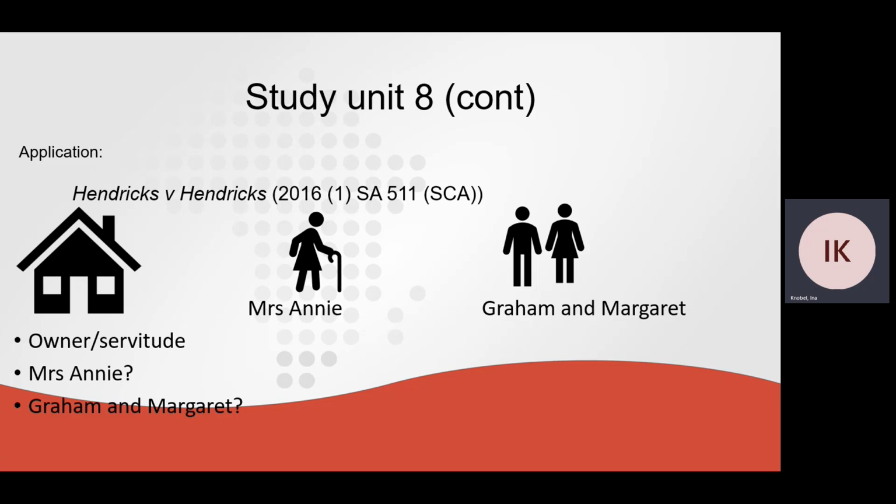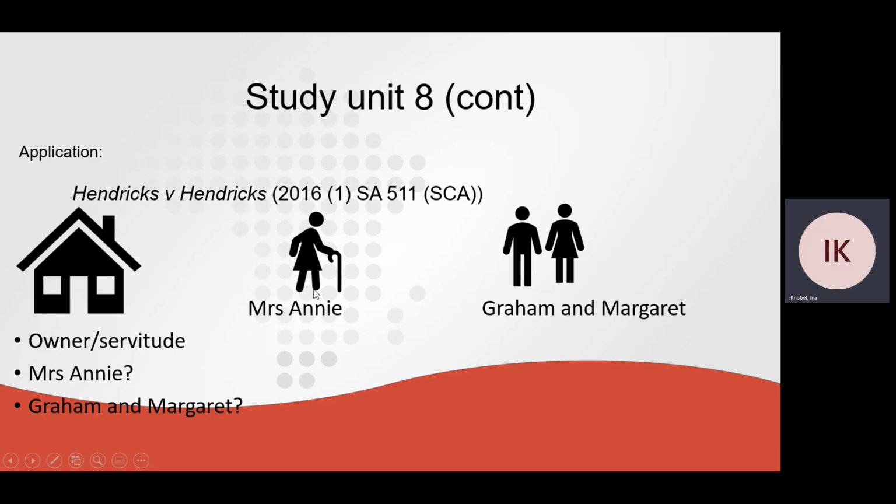Now, the Hendricks case really has very interesting facts. I'm sure by now you've all read it. The reason why we prescribe that case for you to read is because of the very interesting facts and the way that it deals with different rights and also real relationships. So if I can just quickly recap, there's a property, there's a married couple, and then there's an older person, which I call Mrs. Annie. What happened here was that Mrs. Annie sold her property to her son Graham, who later married Margaret.